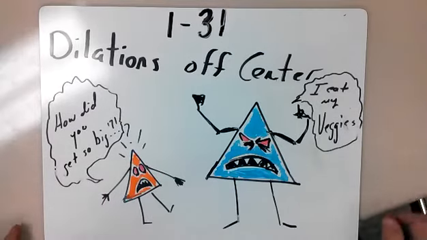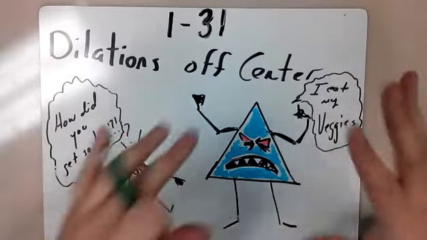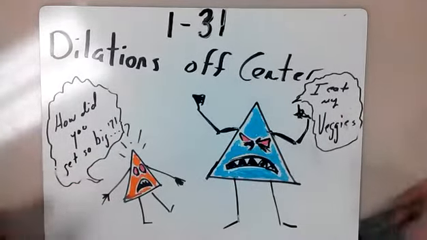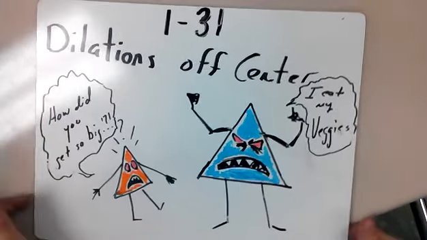Hey folks, okay, we're going to do 1-31, dilations off center. We're going to take small triangles and make them big. We're going to take big triangles and make them small. Now, it's not just limited to triangles. We can do it with any shape, but in this case, we're just doing it with triangles. So, let's take a look at the first example.